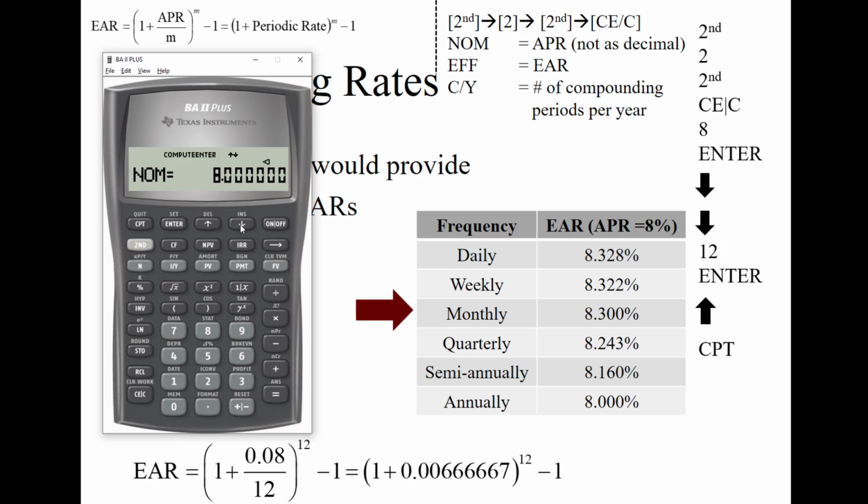Down arrow twice. We'll change our compounding frequency to 12 because there are 12 months in a year. Then hit enter. Then go back up to our effective annual rate by hitting the up arrow and then hitting compute. And here we'll see for both solutions that our monthly effective annual rate, assuming an APR of 8% and monthly frequency, is 8.30%.